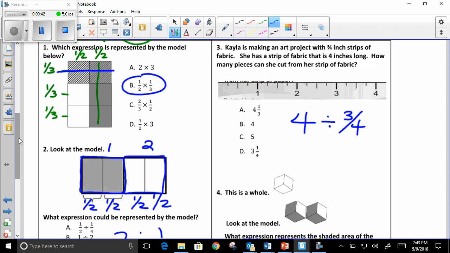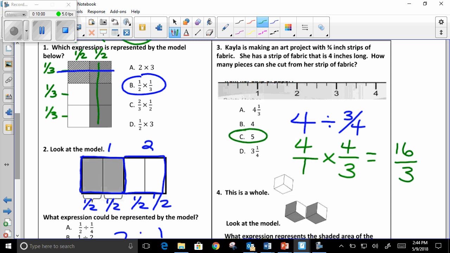So remember, when you divide, 4/1 times 4/3. So 16/3. How many projects can I make? 5.